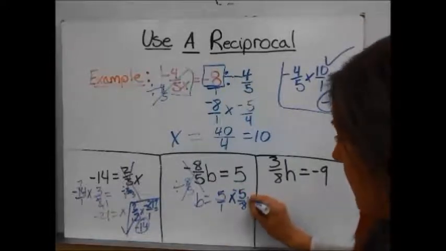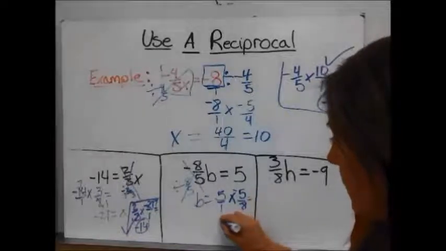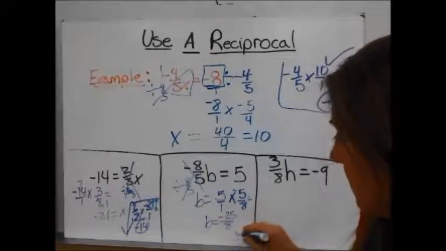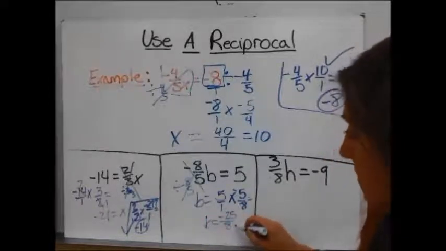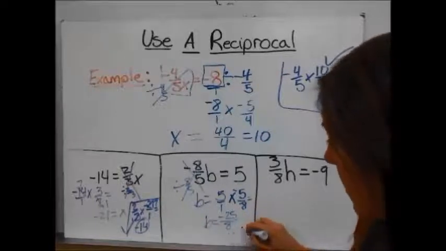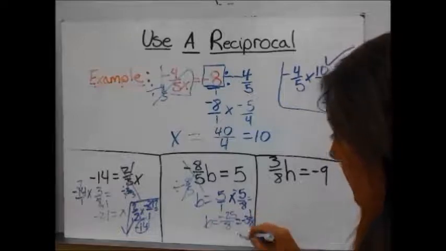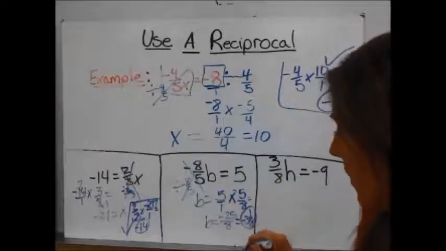negative 5/8 equals negative 25/8, which is negative 3 1/8. So b equals negative 3 1/8.